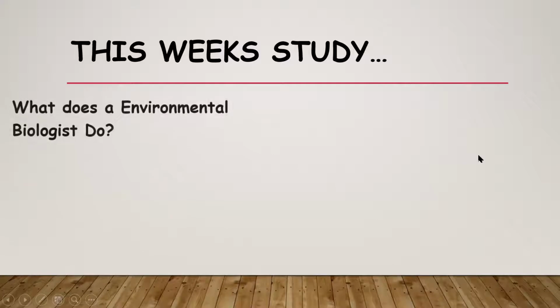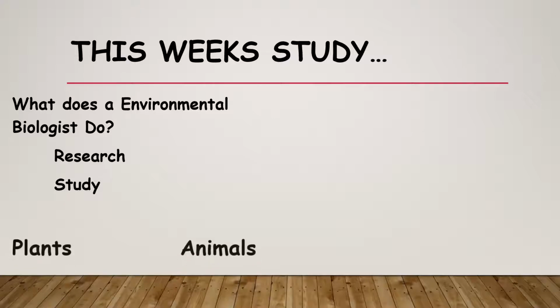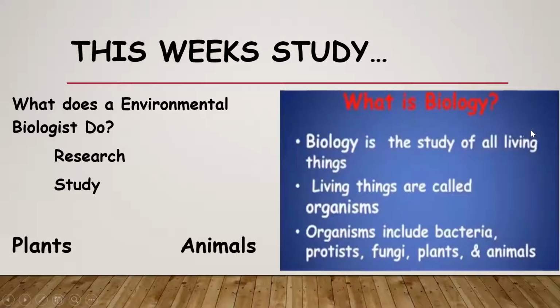Well, that was a quick ending. What does an environmental biologist do? We'll talk about that along with what we've already talked about a little bit about research and study. So if you choose a plant or an animal, you need to study what the parts of those usually have and what you might need to do to yours to kind of change them up a little bit. Biology is the study of all living things.